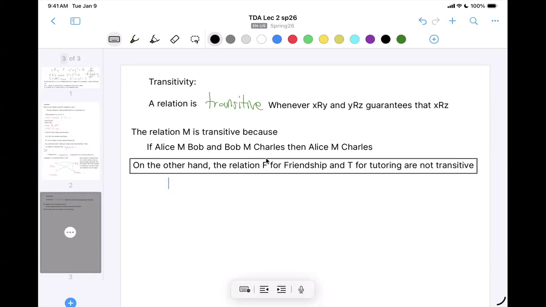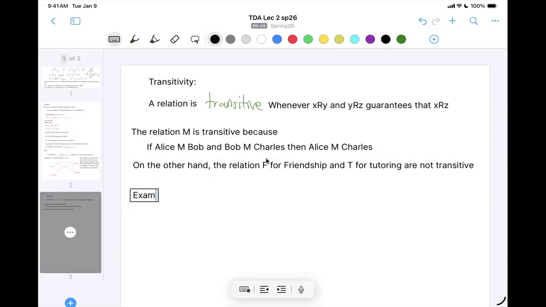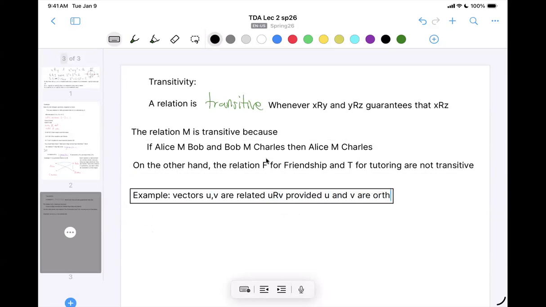Okay, just to go back to math, here's a relation in terms of vectors. You could say two vectors are related if they're orthogonal, so they're at 90 degrees. Here's another example, just to go back to math for a moment. Let's say vectors U and V are related, so U is related with V, provided U and V are orthogonal. Again, that's orthogonal, perpendicular.